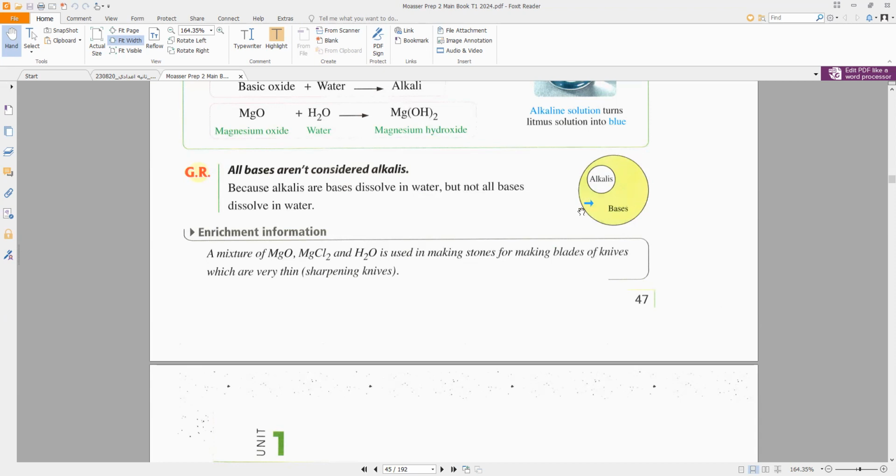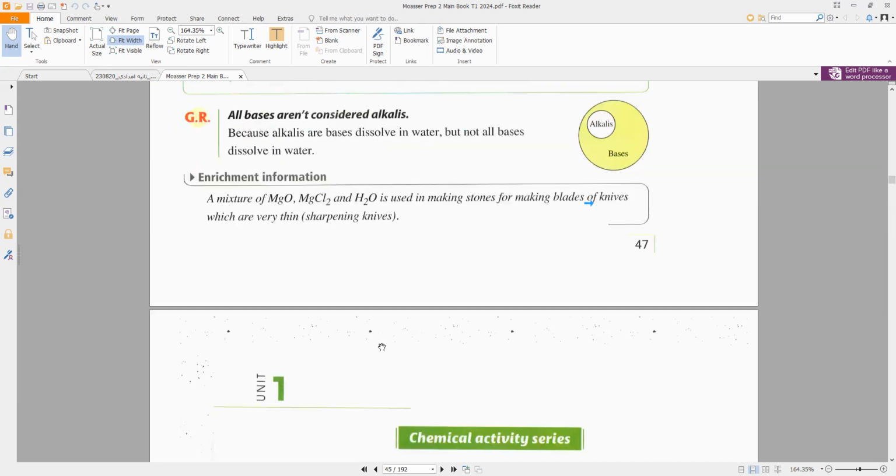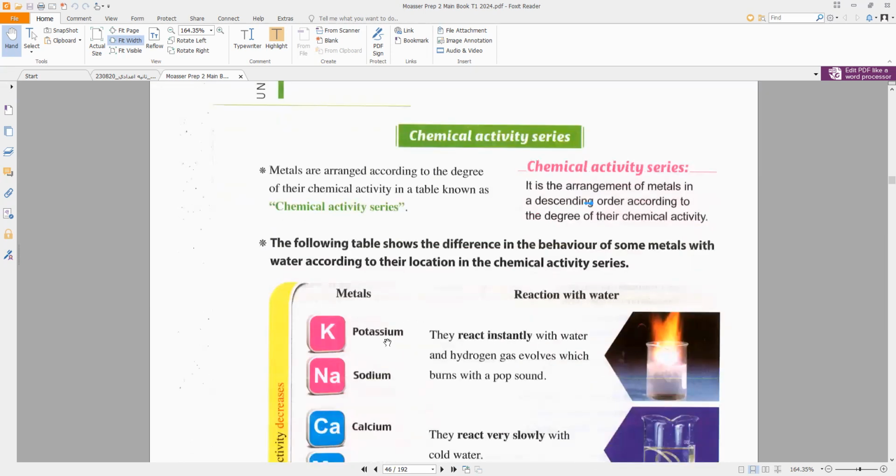Not all bases dissolve. Most bases don't dissolve in water. Only the alkali elements dissolve in water. So not every base is an alkali, because the alkali dissolves in water, and not all bases dissolve in water. So the alkali is the part of bases that dissolves in water. This is the reaction of metal with oxygen and the acid.